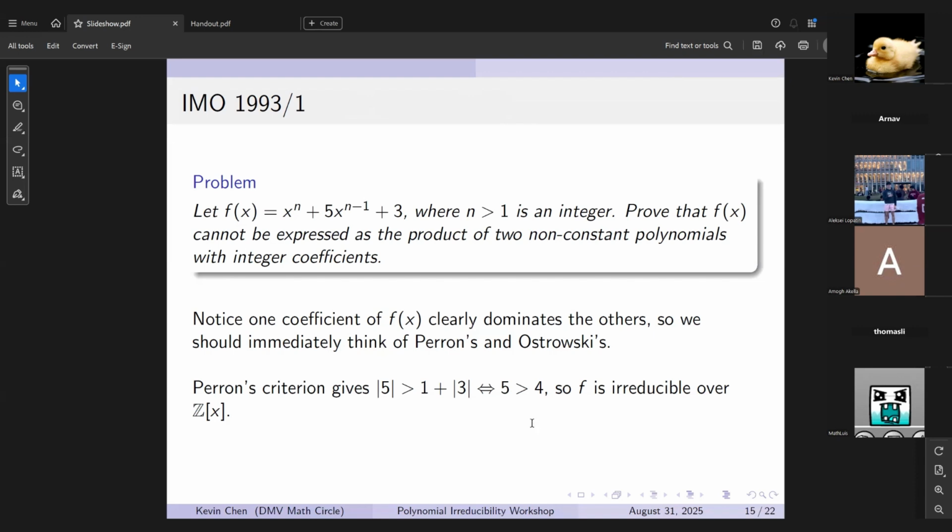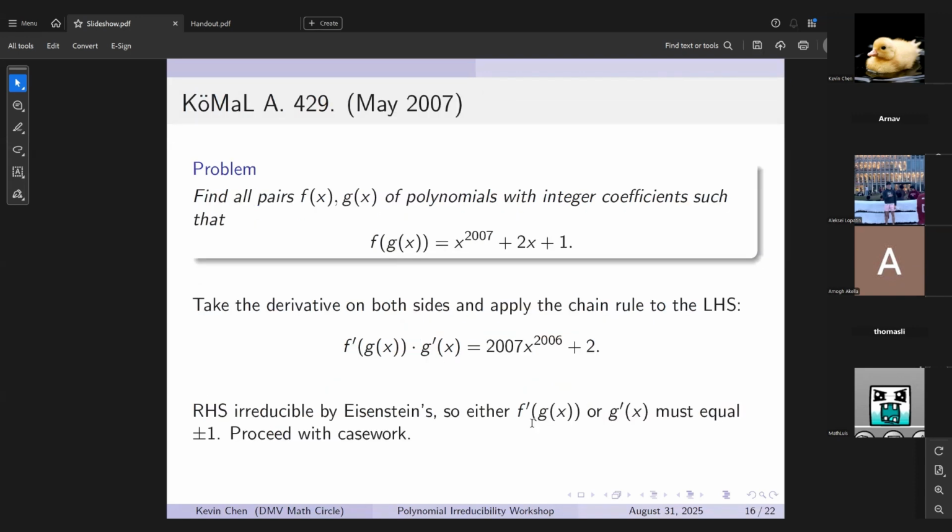It's algebra problem 429 from Cohn, and it was from 2007. Find all pairs f of x and g of x of polynomials with integer coefficients such that f of g of x is equal to x to the power of 2007 plus 2x plus 1. Well, this is kind of hard to start. It kind of looks like a functional equation, but you can't really do anything to it.